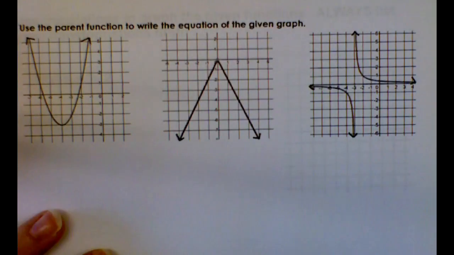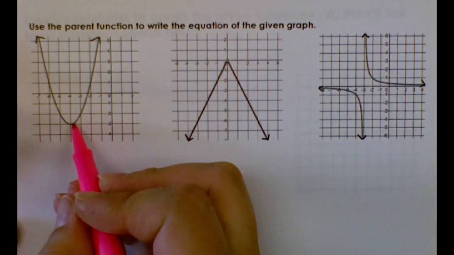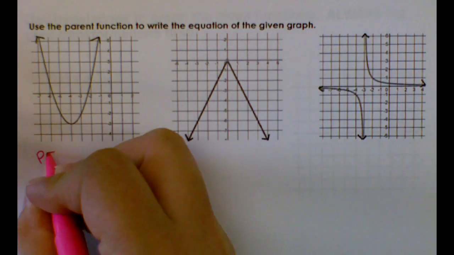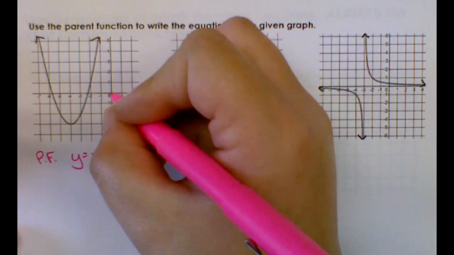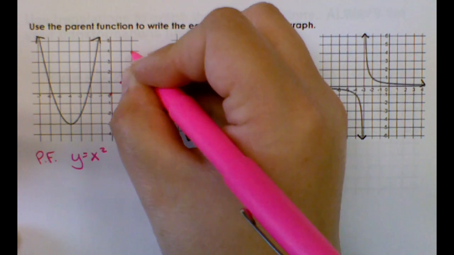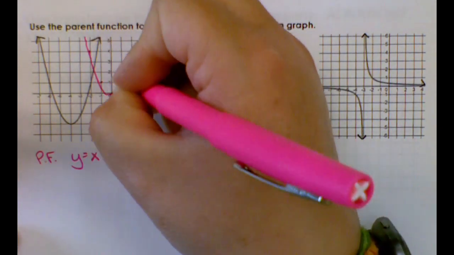All right, now we're going to write the equation based on the graph. I like to draw a little. This first one, I can tell that my parent function would have been y equals x squared. So I'm going to draw what that graph looks like a little bit. Just a couple important points there.